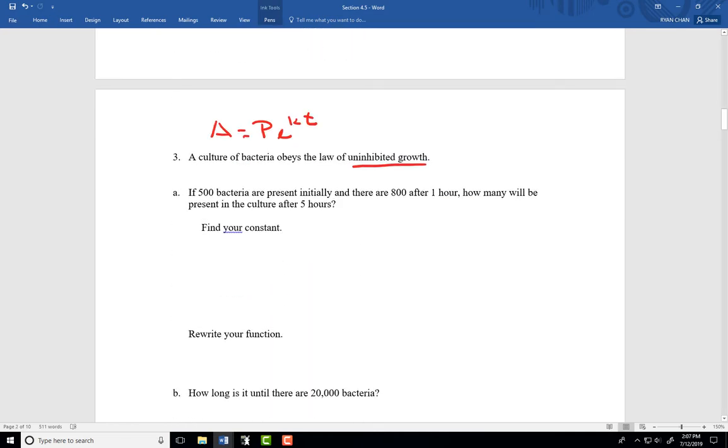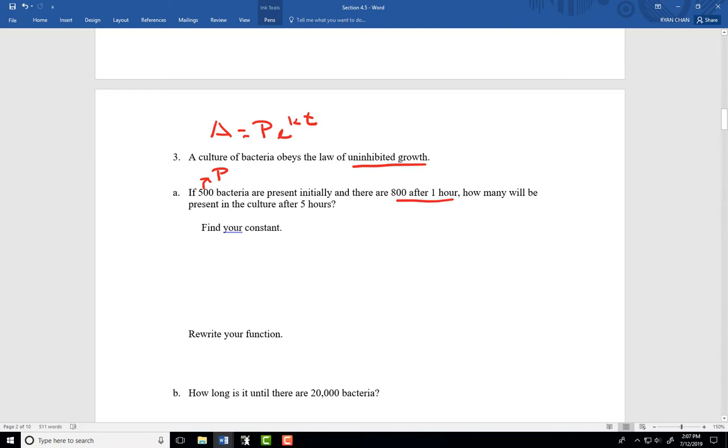I do know that I'm given 500 bacteria, so I can clearly see that's my p. The problem is I don't know my k. So we're going to do the following right here. It says 800 after 1 hour. How many will be present after 5 hours?